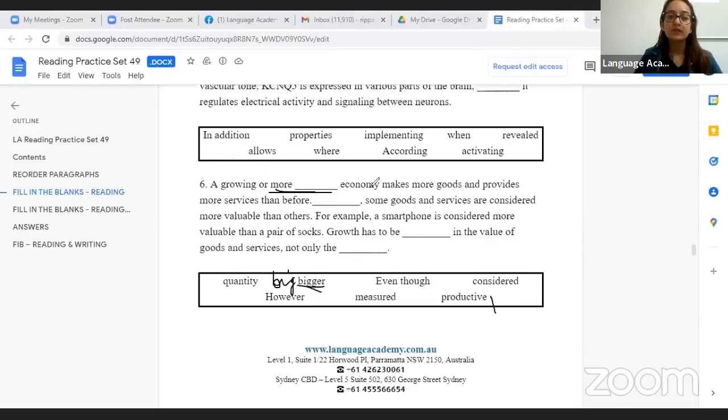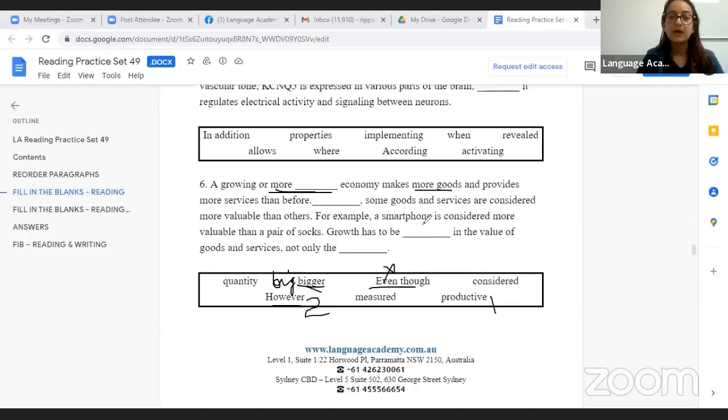A growing or more productive economy makes more goods. It makes sense also. More productive means more goods, more services than before. Dash, some goods and services are considered more valuable than others. What we have in capitals is even though and however. Very clear hint, even though does not come with a comma, however comes with a comma. So based on even a comma, we can select the answer to be however and not even though. The second thing, if we want to start with even though, first of all, comma should not be there, never. Second, after even in the sentence which starts with even though, there should be two parts. One line, comma, other side of the story, which is not here. We have only one side to the story.